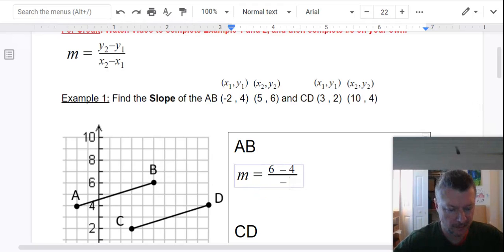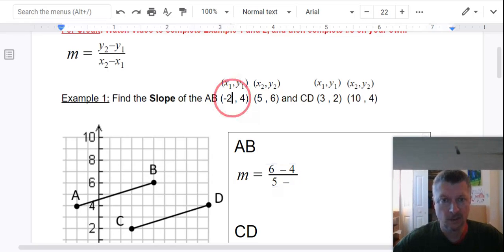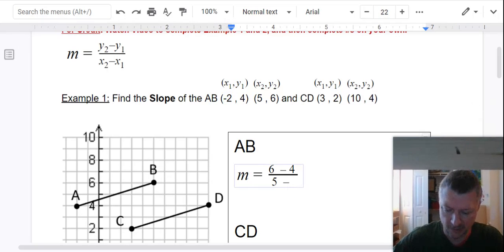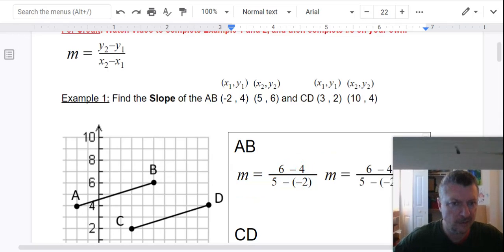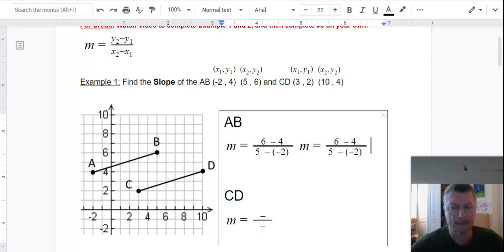Nice. 5 minus negative 2. X1 is negative 2. Don't forget your negative. Just because you have minus doesn't mean you don't have to put the other negative. You do. 5 minus negative 2. All right. Very nice. Let me copy and paste. So now we're just going to keep solving.